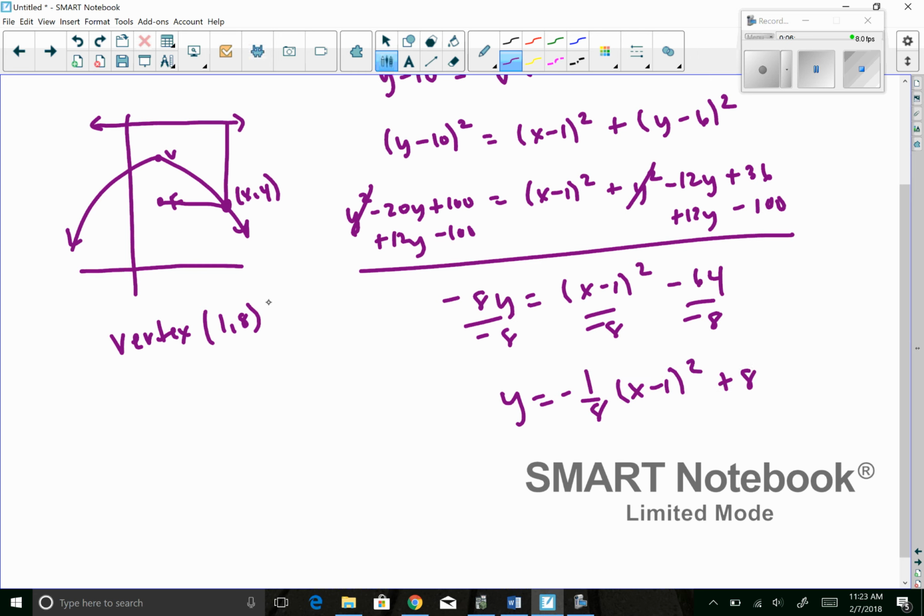Now, way back at the beginning, we noticed that the vertex was 1/8. Well, in vertex form, it's 1/8. So we're all set.